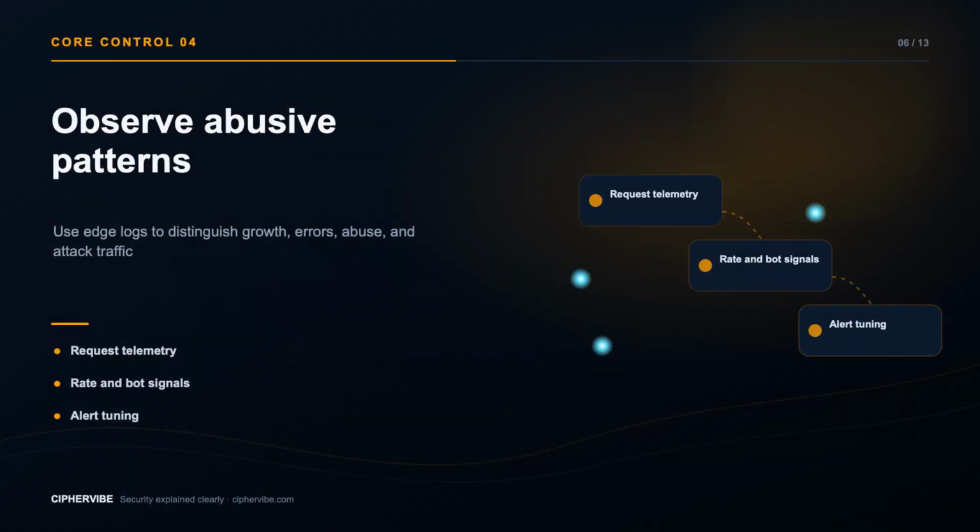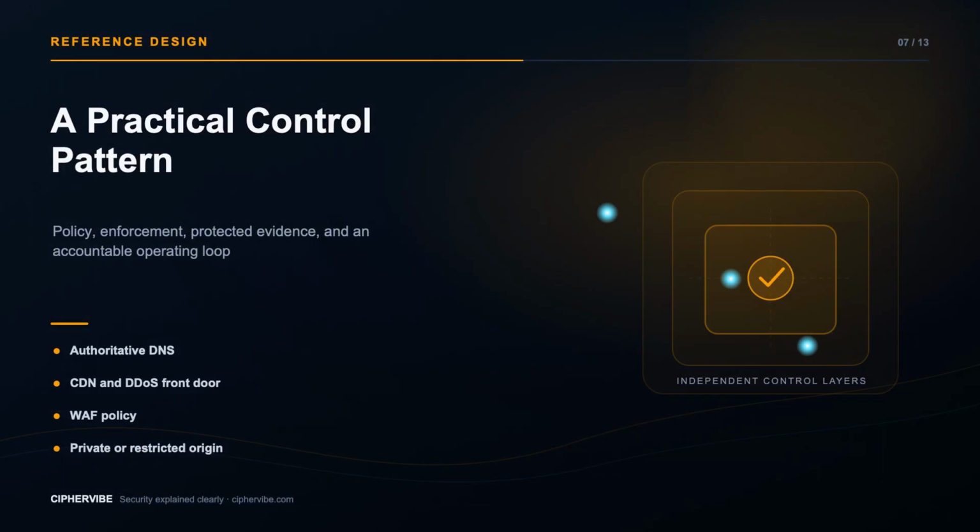The fourth building block is observe abusive patterns. Collect request, firewall, WAF, DNS, and origin logs with enough fields to understand the client path, rule action, application endpoint, and response. Tune rate limits and bot controls from observed behavior, and retain a safe way to test changes before deployment. Use this reference pattern.